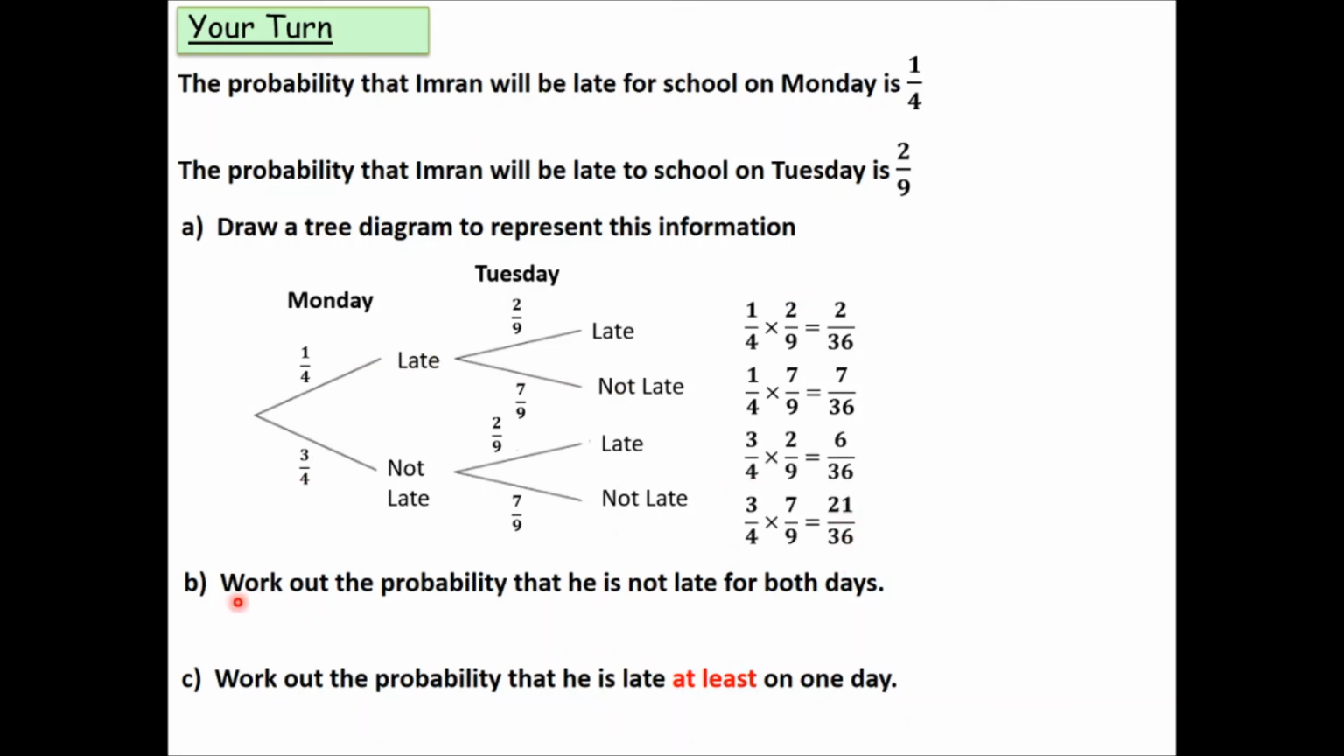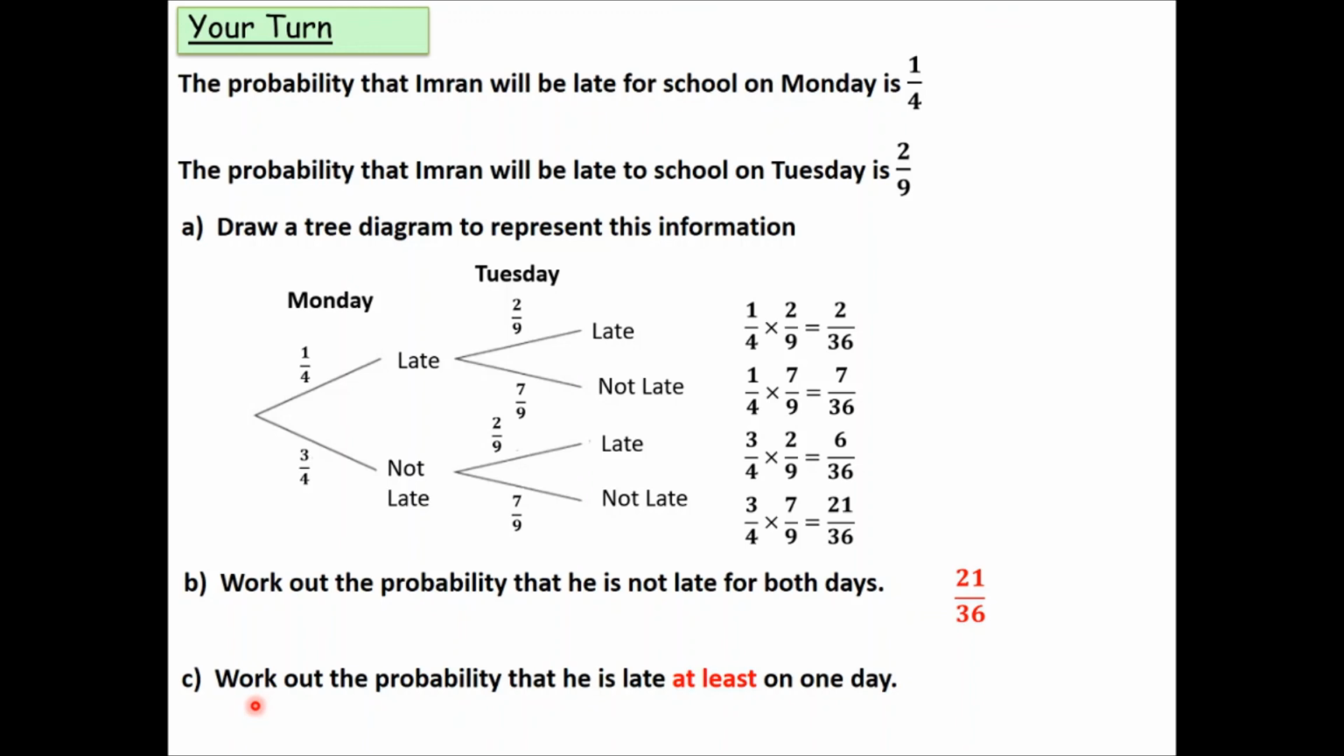So the question says work out the probability that he is not late for both days. So he's not late on Monday and not late on Tuesday. So that will be this path here. So that gives us 3/4 times 7 over 9, 21 over 36.